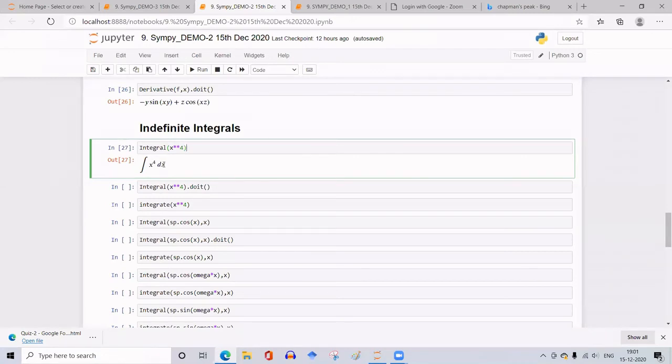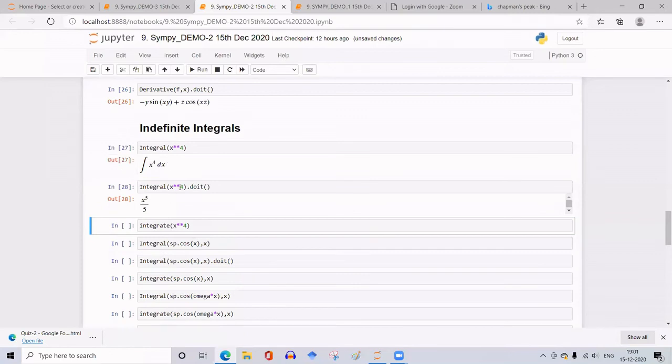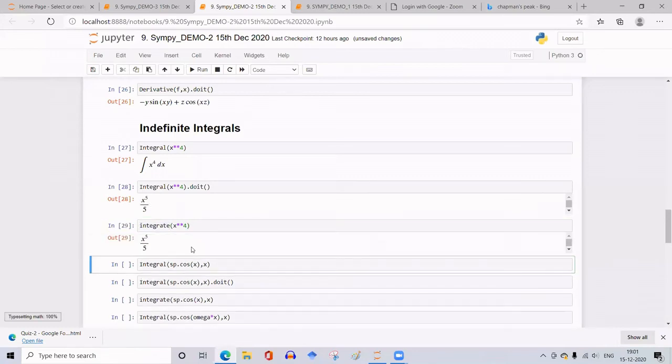To evaluate this integral, x power 4 dx is what? 4x cube? Is it differentiation or integration? 4x cube is differentiation. The integral is x power 5 by 5. So instead of these two steps, if you want to evaluate directly, just use the function integrate, with a small letter i. Integrate x power 4 will give you directly the answer x power 5 divided by 5.